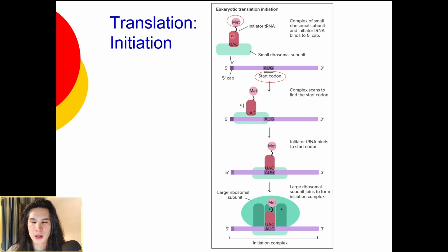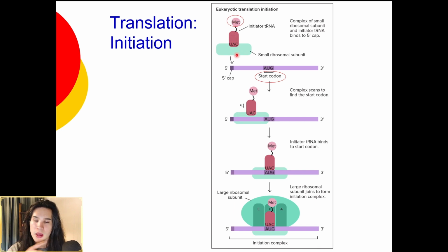So what's going to happen is the small ribosomal subunit is going to be already bound to tRNA carrying methionine. So remember, methionine is going to start off all of our proteins, right? So it's actually bound already to the start tRNA. So the small ribosomal subunit is bound to a tRNA carrying methionine.